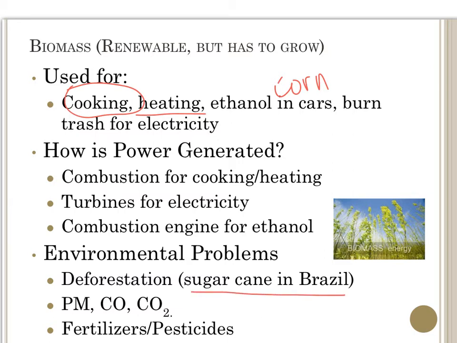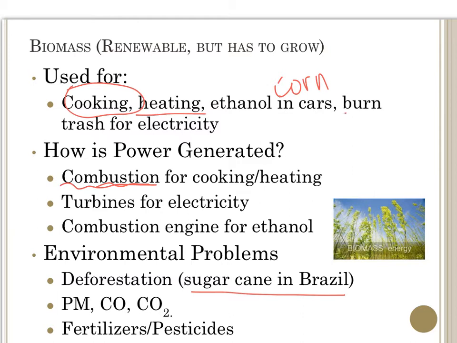And then burning trash for electricity. The majority of our trash, which you will learn later, is actually paper and cardboard. When we burn paper or cardboard, which is made out of trees, that is biomass. So there are many different ways power is generated. You have combustion, which again, you should know means lighting on fire.